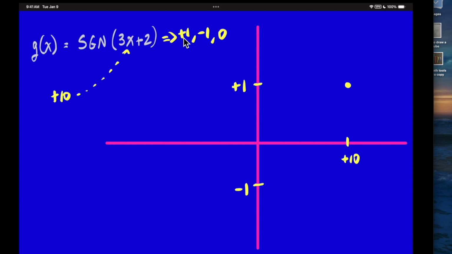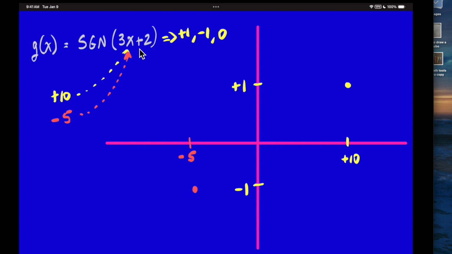Okay, let's now put a large negative number in here. Let's plug in negative 5. So we're going to plug in negative 5 into that x value. This function within the parentheses is going to work on that negative 5, and the result is going to be negative 15 plus 2, negative 13. Because that's negative, the y value is going to be negative 1. So we know that when the x value is negative 5, the y value is going to be negative 1.